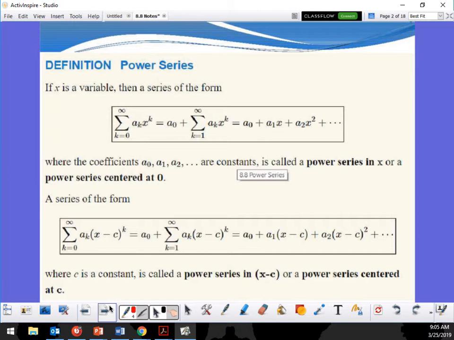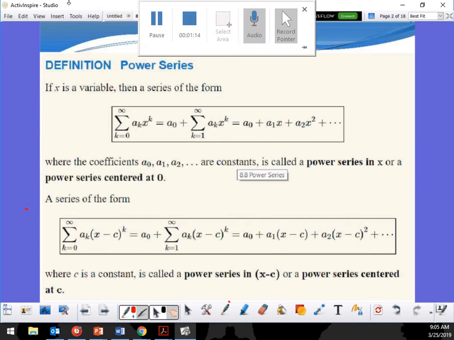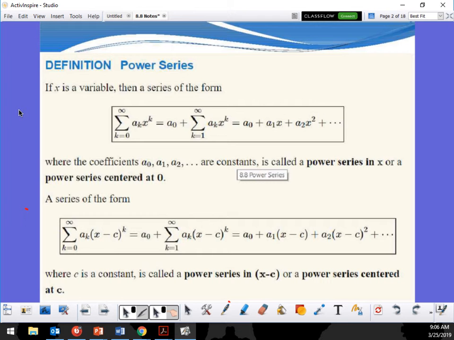Now, in this thing right here, it's written slightly different. Okay, there we go. So right here, if you notice, it goes a sub naught because k equals 0, right? So I start off with that, and it gives me my first term, plus where k equals 1, and it just goes on from there. Where coefficients a sub naught, a sub 1, a sub 2 are constants, it is called a power series in x, or a power series centered at 0.